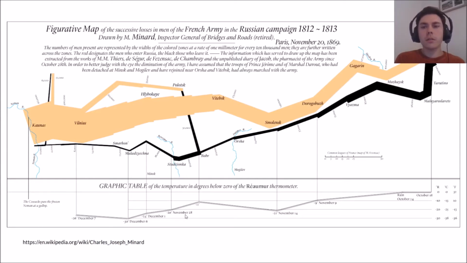20 degrees Celsius. And this infographic caused many people to realize just how catastrophic this Russia campaign was and how many people died, how few made it back, which you can see all the way here at the left. And this is a perfect example of how you can use visualization as a powerful tool for storytelling.